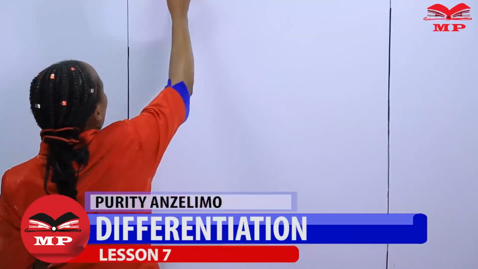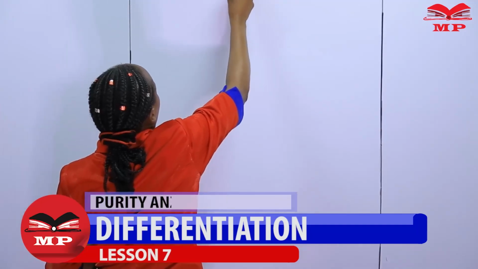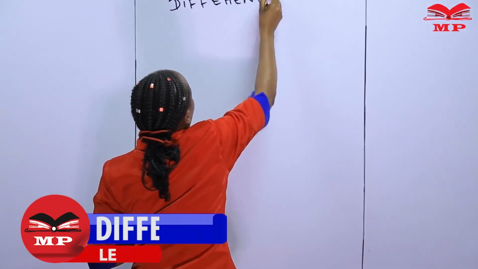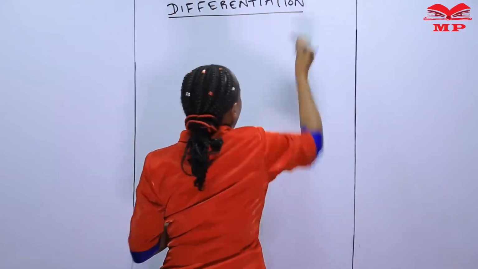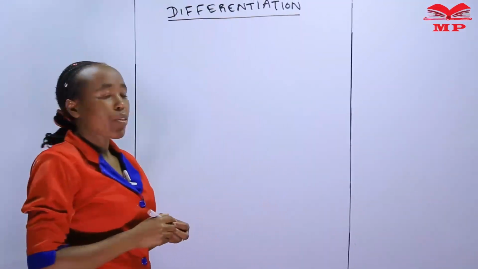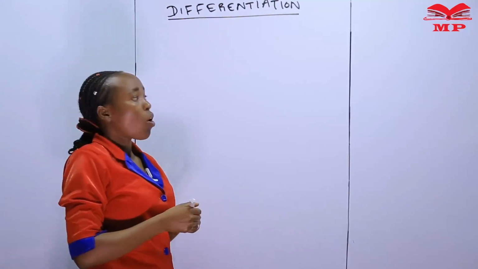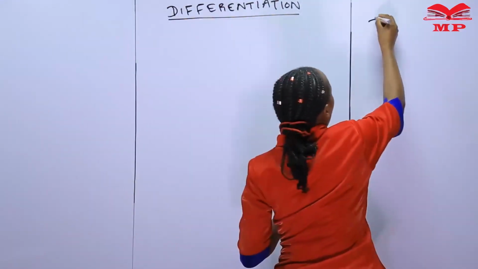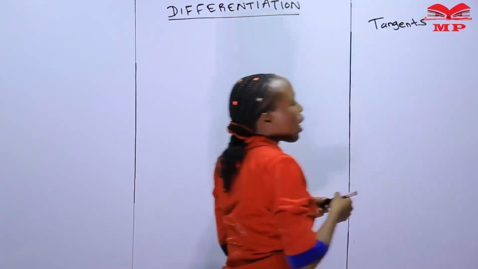We are still in the topic differentiation. Differentiation is our topic. And in the previous lesson, we were looking at how to find the equations of tangents to a curve. Equations of tangents to a curve.